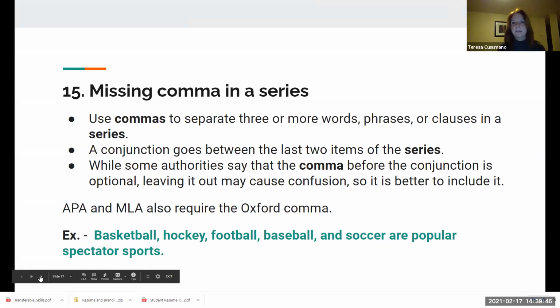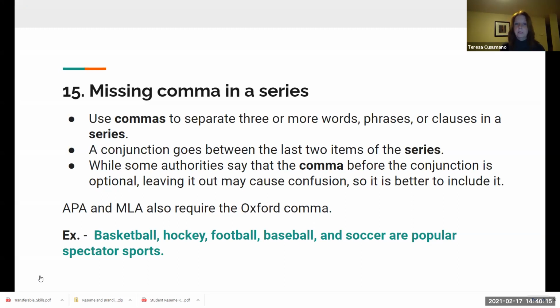Missing a comma in a series. So use commas to separate three or more words, phrases, or clauses in a series in a sentence. A conjunction goes between the last two items in the series. While you may not see this in all writing, right? You may not see it if you're reading something on the internet or a newspaper or a magazine. It is required as part of APA and MLA. It is consistently used, I think, in academic writing.